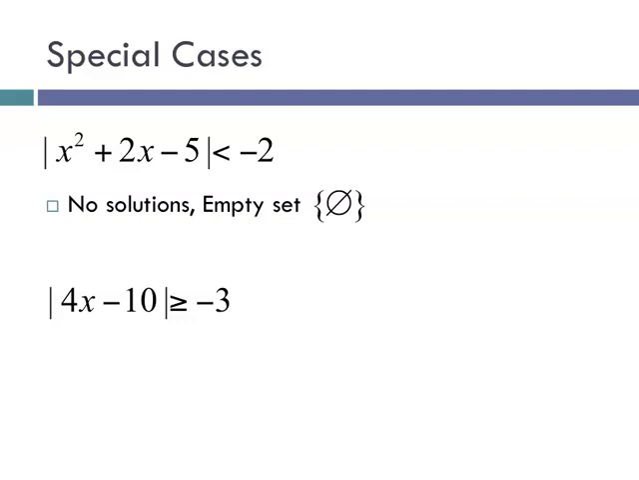So in this case, what is x going to be? x can be anything. No matter what x is, if you multiply by 4, subtract 10, and then take the absolute value, it's going to be greater than or equal to -3. So your solution here is just all real numbers. You can use the all real numbers symbol there.